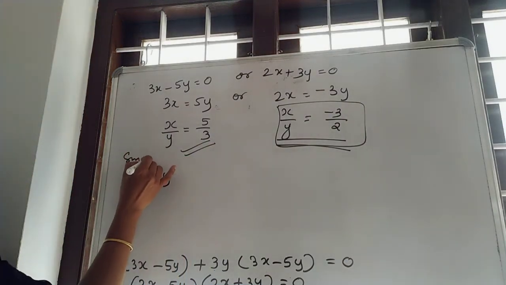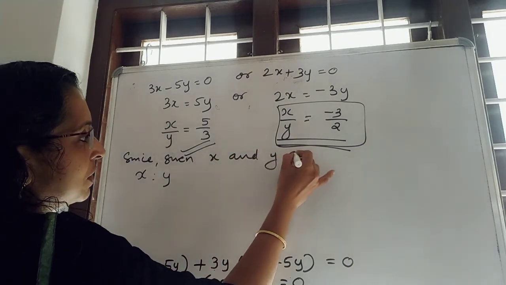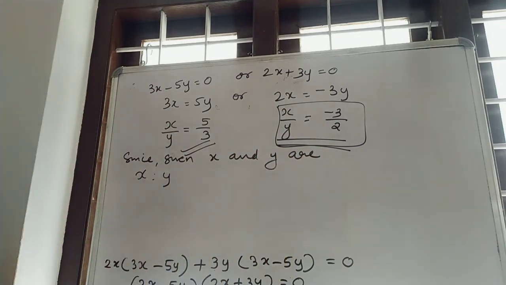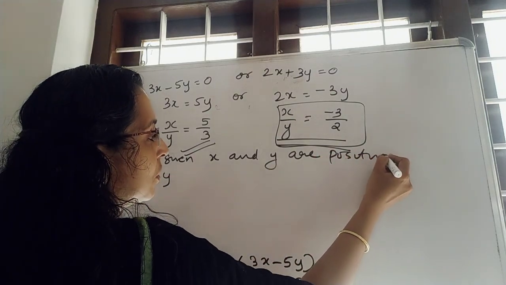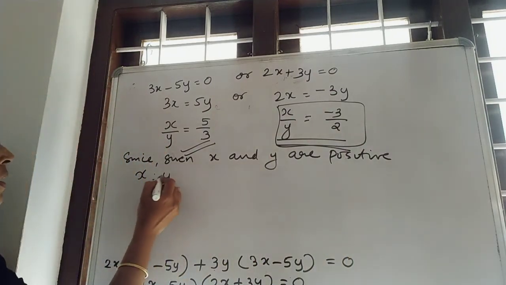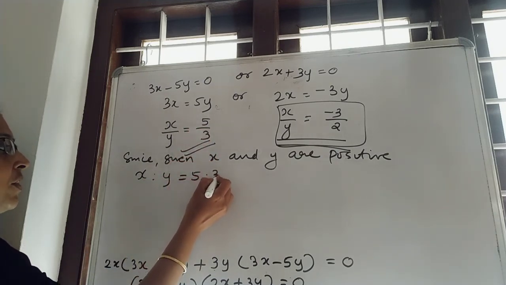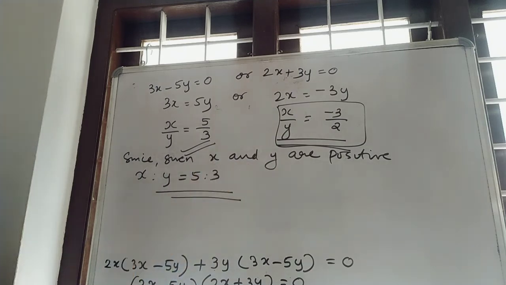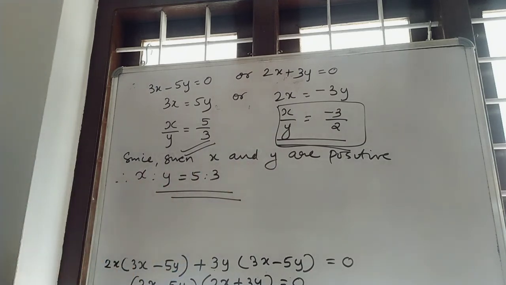Since given x and y are positive values, x by y is equal to 5 by 3 we have. So x : y is equal to 5 : 3. Since given x and y are positive, therefore x : y = 5 : 3. That is the first part of our question.